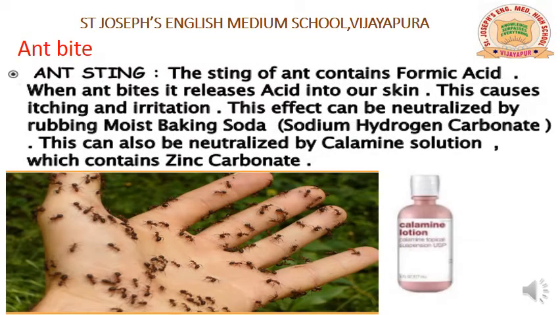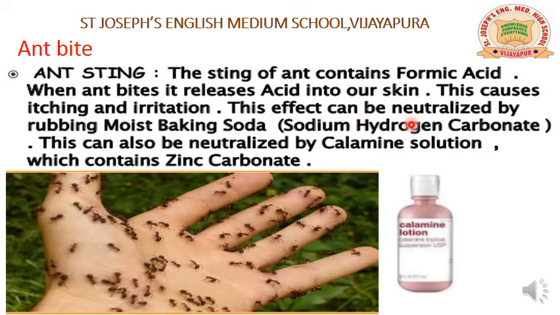You have experienced it when an ant bites you, you get a small bump on your skin, right? Because an ant sting contains formic acid. When it bites, that acid is ejected into our body. When an ant bites, it releases acid into our skin. This causes itching and irritation.